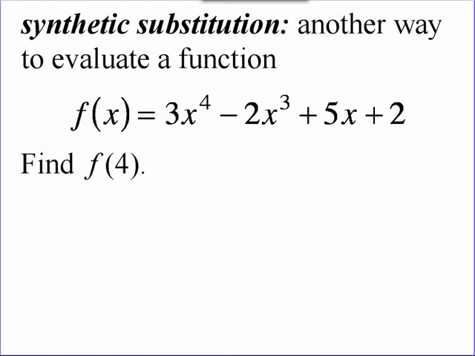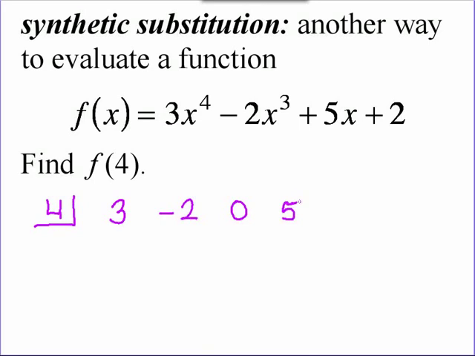Okay, yeah. And so in this case, I'm not going to change it to the opposite sign. I'm just going to leave it as 4. Okay, what would I do next? You would line the numbers up. Line the numbers up. So tell me what the numbers are going to be. 3, -2, 0, 5, and 2.